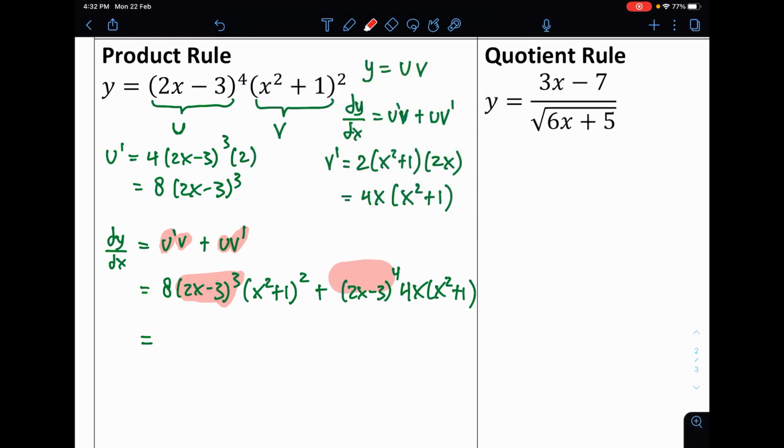And also this (2x - 3)^4. I need to factorize them. So among them, the lowest is (2x - 3)^3, factorized. Okay, likewise, there is an (x² + 1) here, and then (x² + 1)^2. Need to factorize them. Take the (x² + 1)^1.